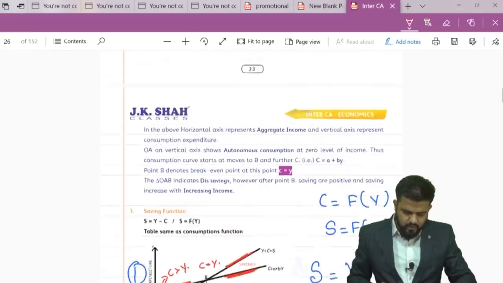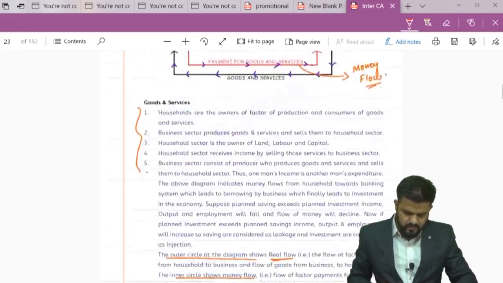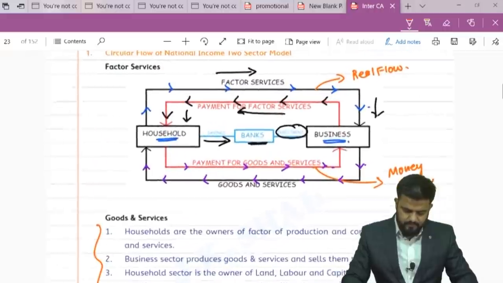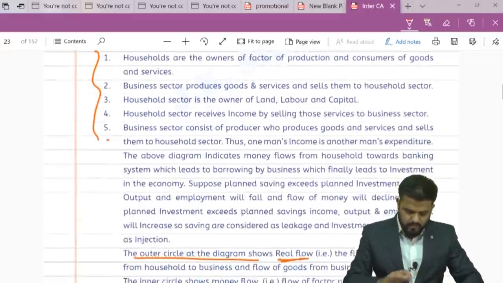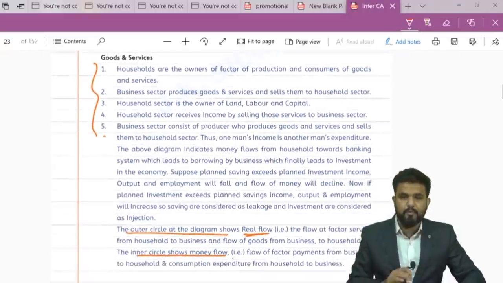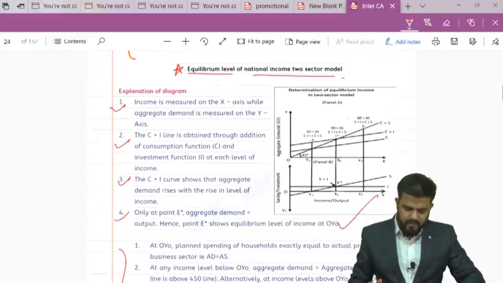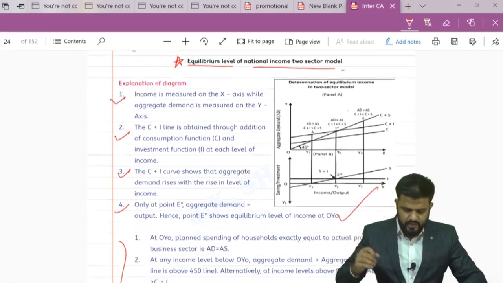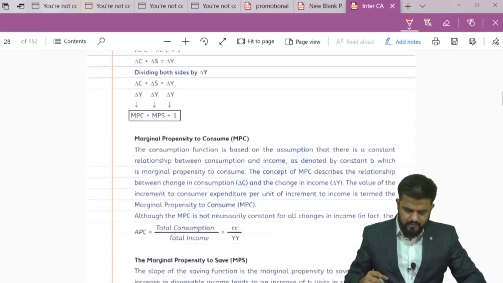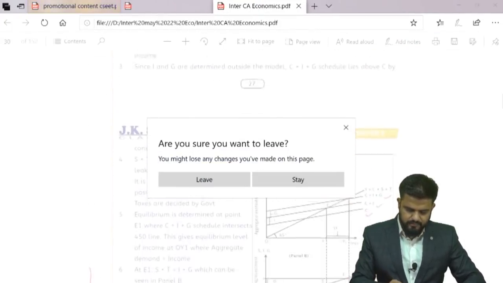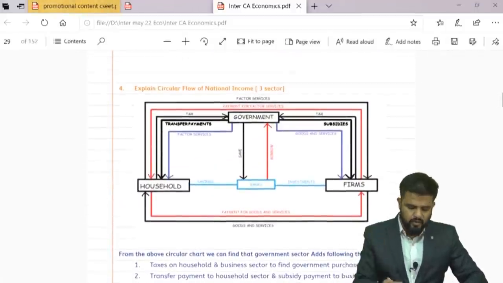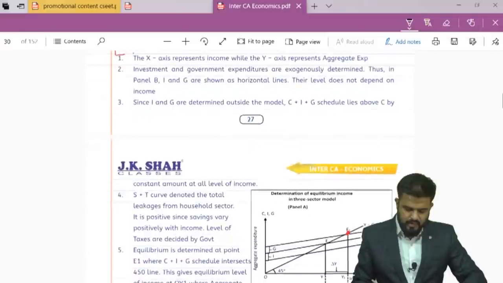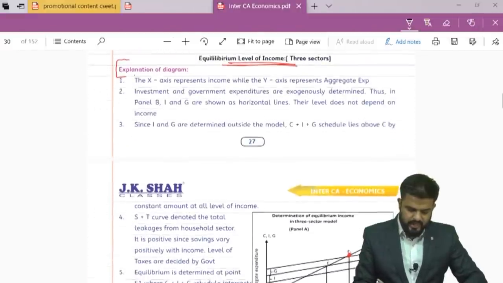So just to tell you students, this is what we did in the previous video about two sector. Below that you will find proper answer been given. This was equilibrium level two sector model. Then this is your three sector circular flow, you can see here, and this is your three sector equilibrium.